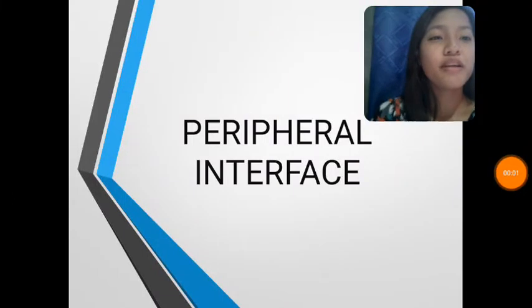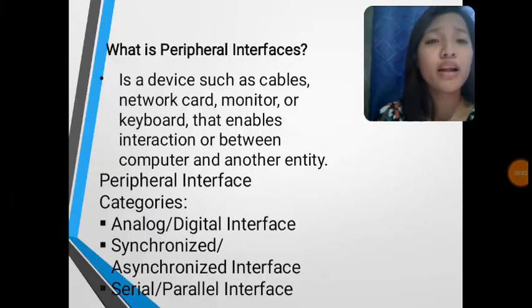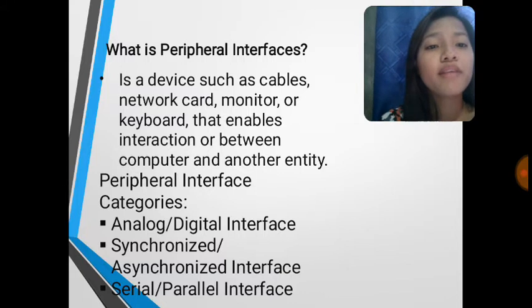Here to discuss peripheral interface. What is peripheral interface? It is a device such as a cable, network card, monitor, or keyboard that enables interaction between a computer and another entity. Peripheral interface has three categories: analog or digital interface, synchronous or asynchronous interface, and serial or parallel interface.